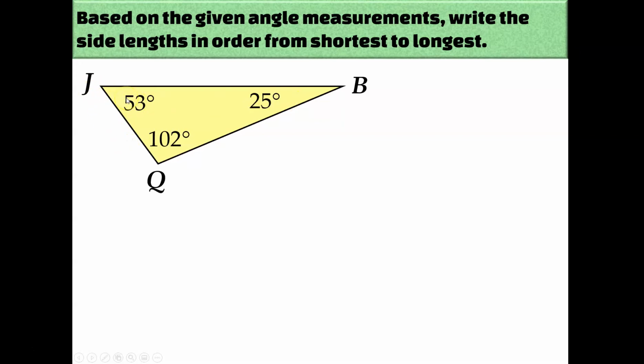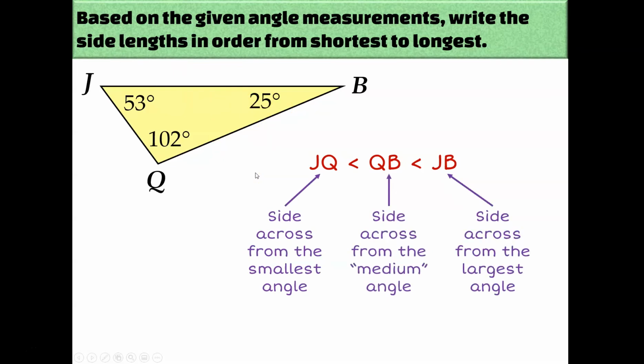Angle J, being 53 degrees, is the medium angle measurement, so you can assume that the side across from the medium angle is also the medium length side. And lastly, since angle Q is the largest angle, you can assume that the side opposite from it is the longest side. So we can write this all as one inequality, showing that JQ is the smallest, and then QB is second smallest, and JB is the longest, and that's all in relationship to which angle was small, which angle was the medium, or which angle was large.